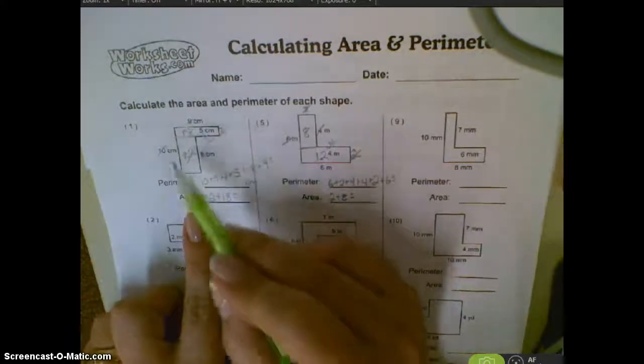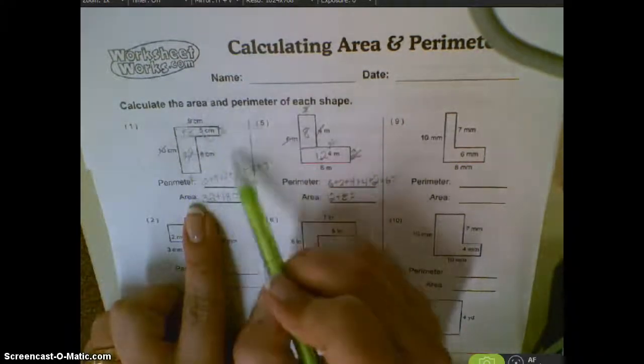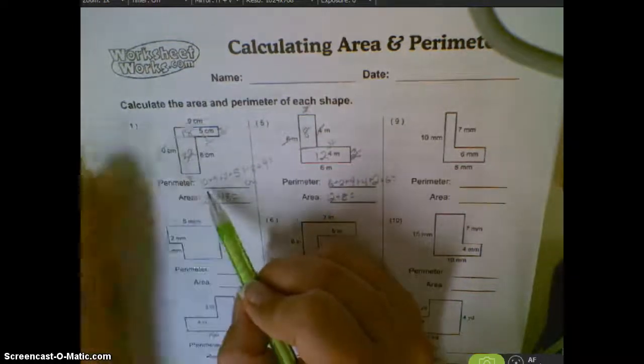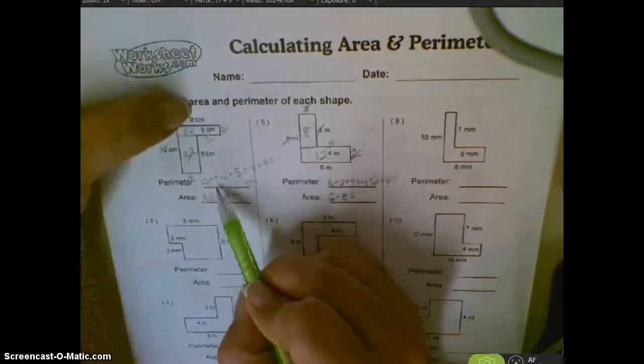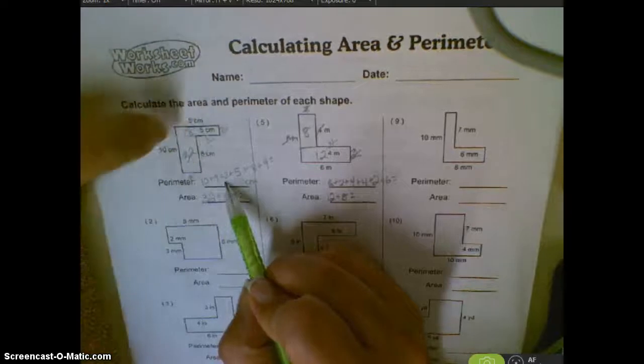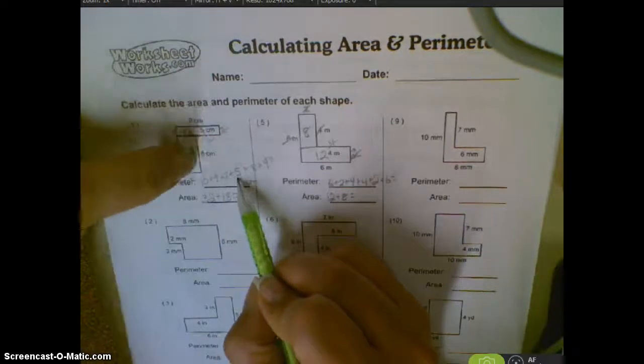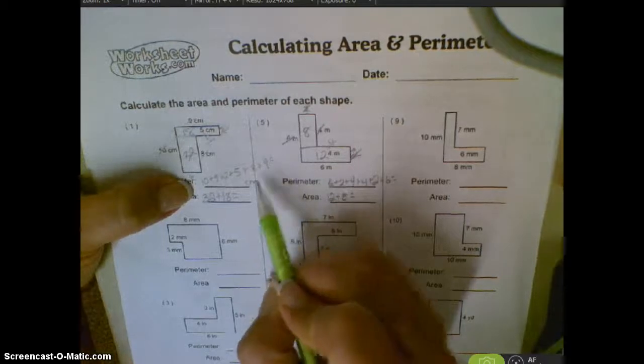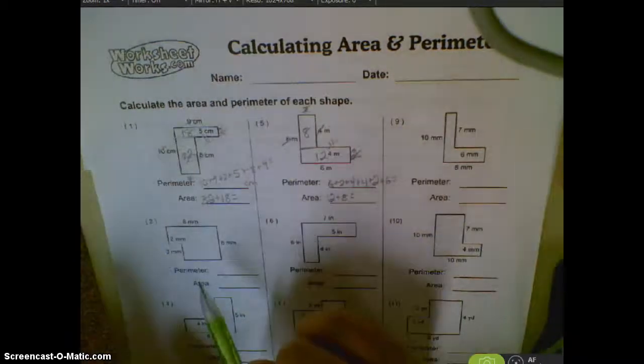And then when I want to find the perimeter, that's the distance around. I want to add up each piece. I'm crossing them off as I go. So 10 plus 9 plus 2 plus this 5 plus the 8 plus the 4 at the bottom is going to equal a total of, you'll have to figure that out.